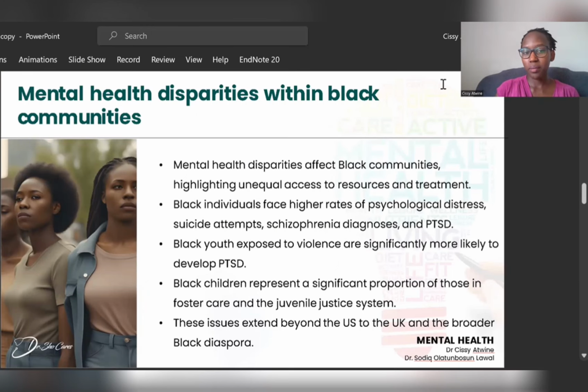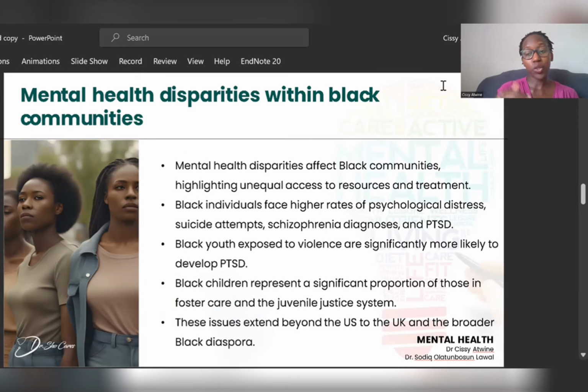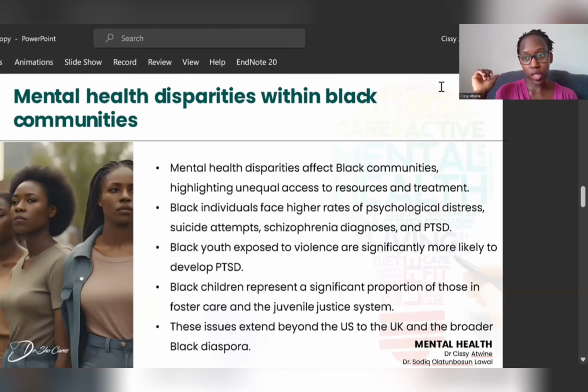Mental health disparities within Black communities. So as Black people, we tend to have even more mental health challenges, especially if you're in the diaspora. We have unequal access to resources and treatment, and yet we face higher rates of psychological distress, schizophrenia, and sometimes suicide attempts, especially out in the diaspora. So for instance, Black people are about 9 times more likely to suffer from psychosis compared to white people in the UK. And these rates are not the same as they are in their countries of origin. So that means there is something about being a Black person in a predominantly white society that is going to increase your rate of struggling with your mental health.